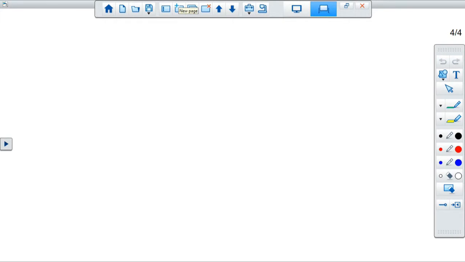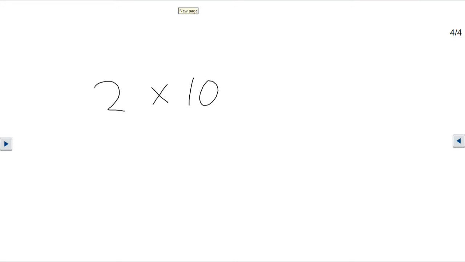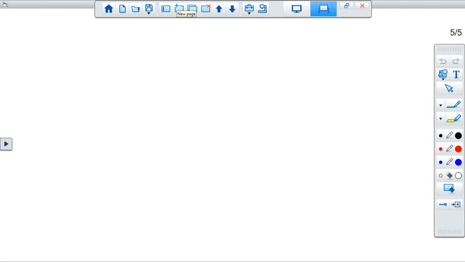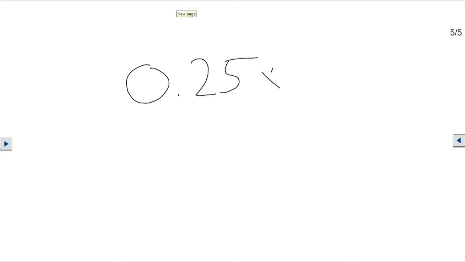Let's do 2 times 10 to the 12th over 8 times 10 to the 5th. Again, start with your front numbers. 2 divided by 8 is 0.25. Then we want to do times 10 and subtract our exponents, so that's to the 7th power. Again, not in scientific notation. 0.25 times 10 to the 7th is not in scientific notation, because that front number isn't at least 1.